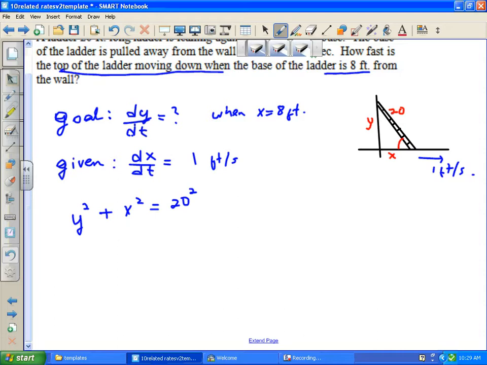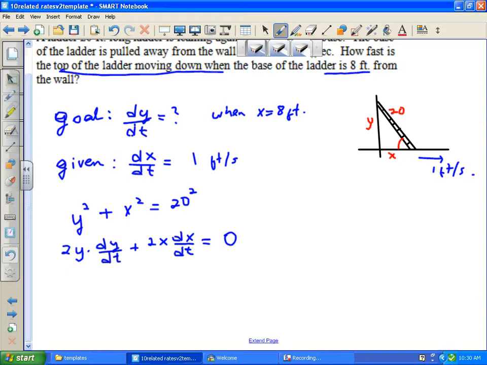Now I'm going to differentiate both sides with respect to which variable? Always t, right? Things are changing as time goes by. So it's going to be 2y times dy/dt, plus 2x times dx/dt equals what? What is the derivative of a constant of 400? 0. The length of the ladder doesn't change at all, so this should be 0.